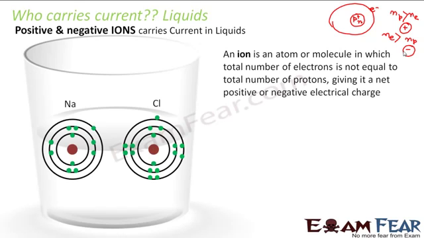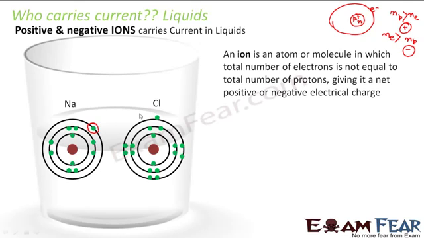Let us take this example of NaCl. What is NaCl? Sodium chloride, that is your common salt, right? What happens in a NaCl solution? So this is the configuration of Na. In sodium, you have only one electron in its outermost shell. In case of chlorine, you have 1, 2, 3, 4, 5, 6, 7 electrons in the outermost shell.